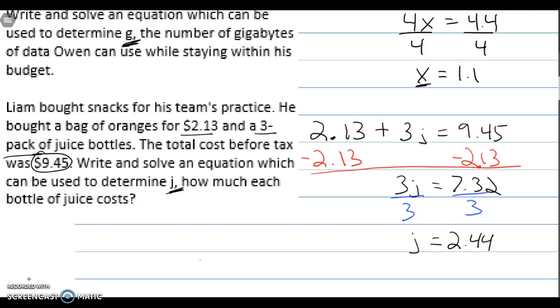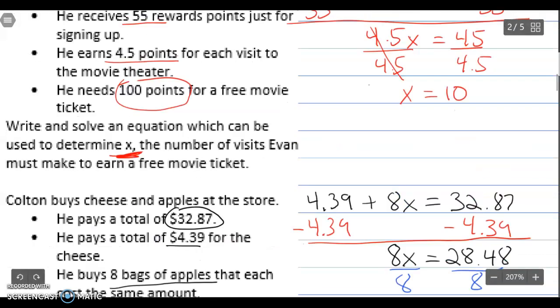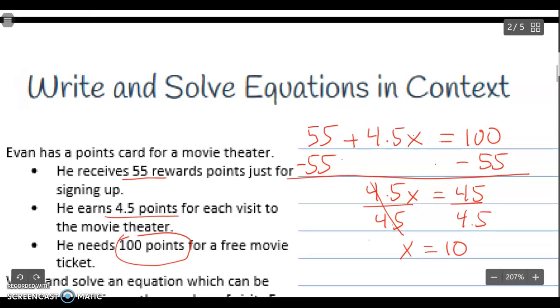Okay, and once I set up my equation, my 2.13 plus the 3 packs of juice added together equals $9.45. So then I subtract the 2.13 on both sides, bring down my 3J, and then got $7.32, then divided by 3 on both sides, and ended up with $2.44. That's it. That is how to write and solve equations in context, aka a word problem.